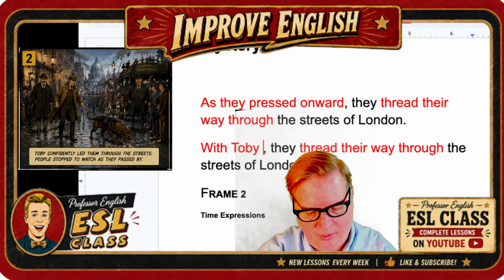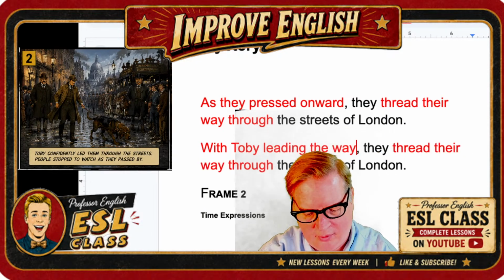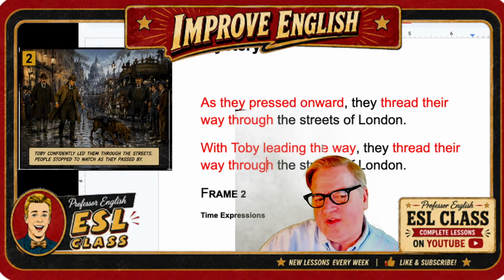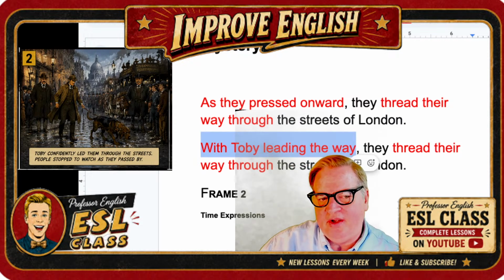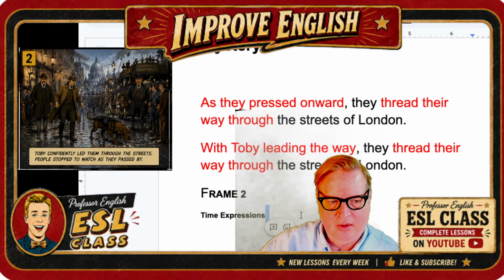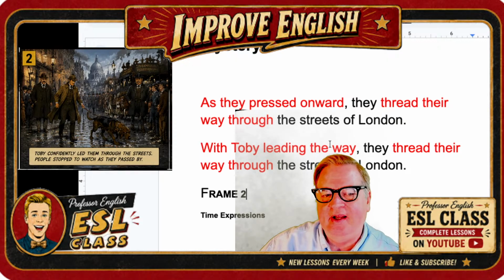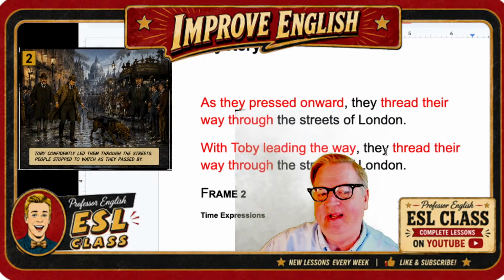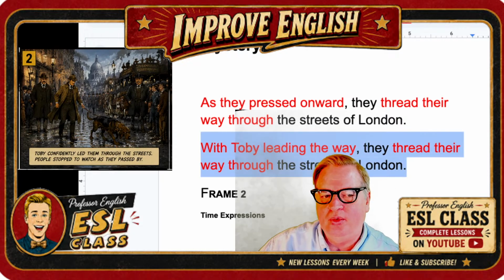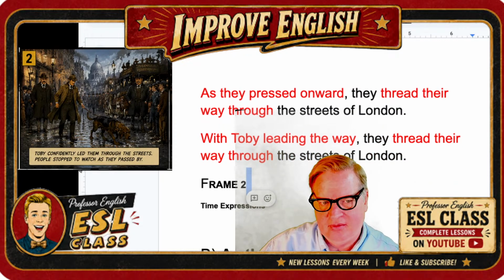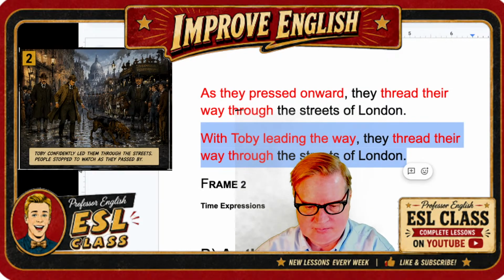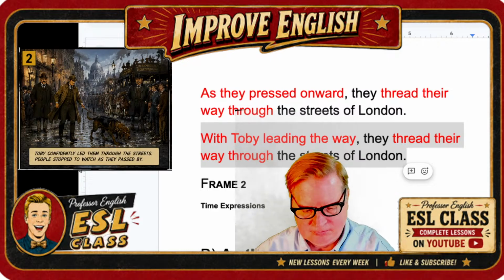Okay, with Toby leading the way, they thread their way through the streets of London. Yes, and what are the important words in that phrase? With Toby leading the way. Toby leading the way. With Toby leading the way, lead and way, I think both of those. With Toby leading the way, they thread their way through the streets of London. Read it again.